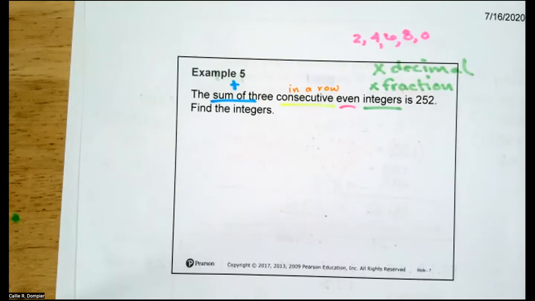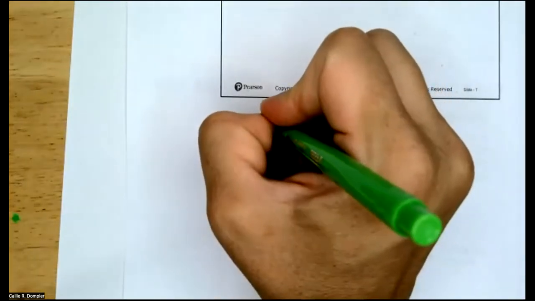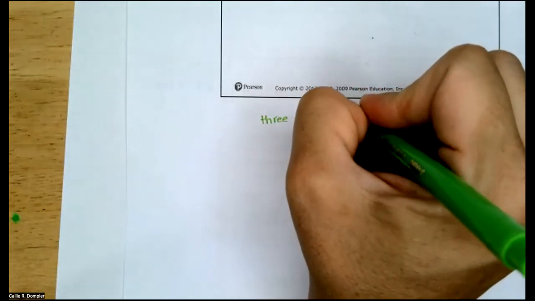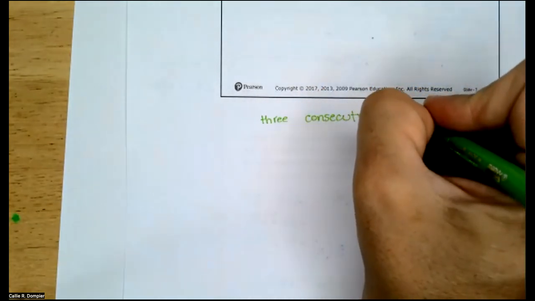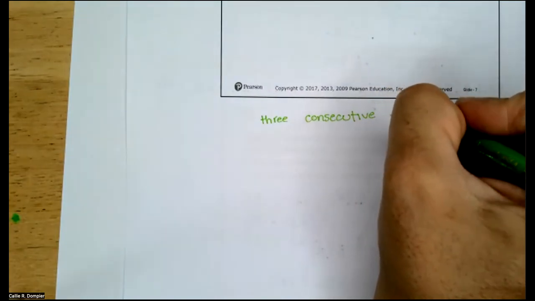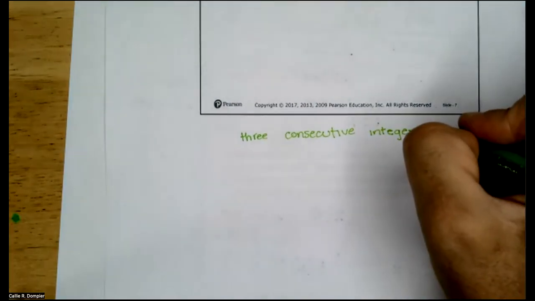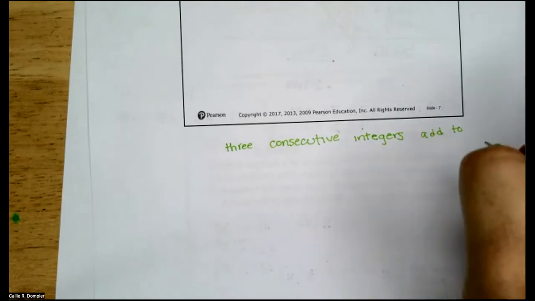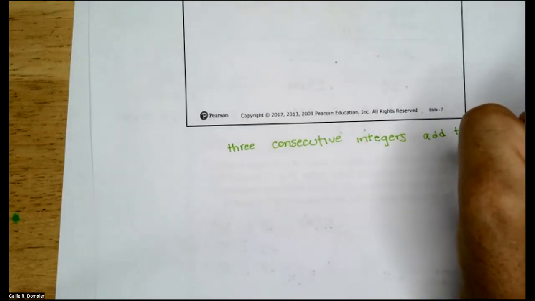Okay. I'm going to give an example of the same question. So 3 consecutive integers, not even integers. Okay. 3 consecutive integers add to, or their sum is 138. Good. So that's the difference.